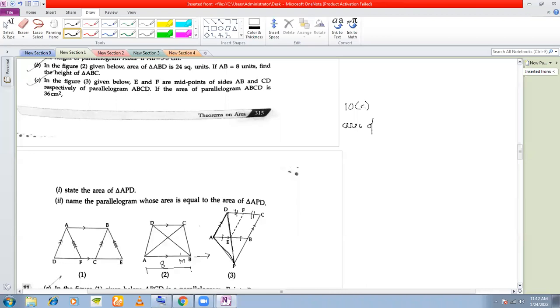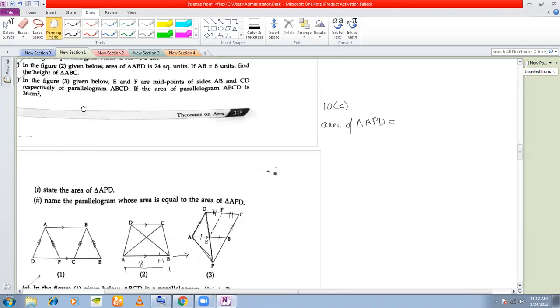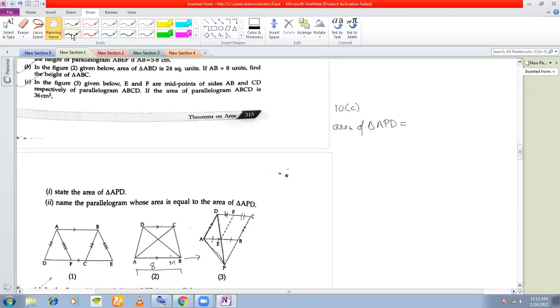Area of triangle APD. Excuse me, sir. Yes. So what you did in 10B, I got disconnected from. Go ahead, see later on and ask me tomorrow, okay?